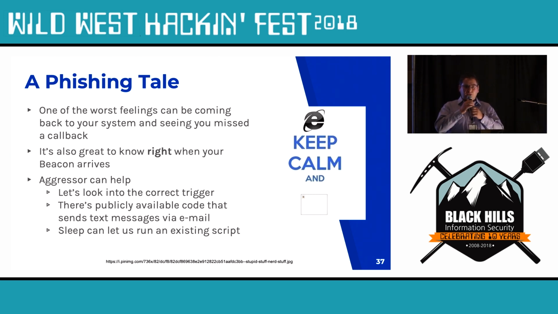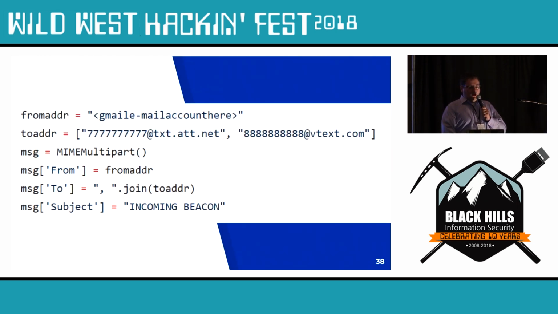There's a specific trigger that you can use that allows you to execute commands right when a beacon first comes in. And there's publicly available code that lets you send text messages via email. Well, why not use Sleep and Aggressor to combine these things together and do something cool with it? So this is actually Python. This is a separate Python script that I wrote, where in this case it's just connecting to a Gmail account. And what you're seeing right here is the phone number that it's texting.